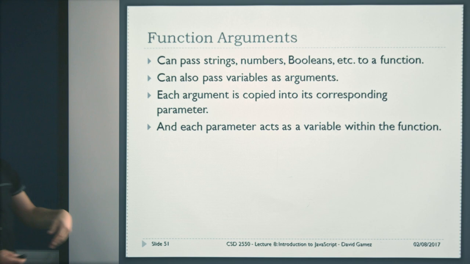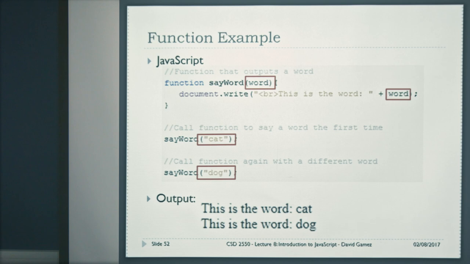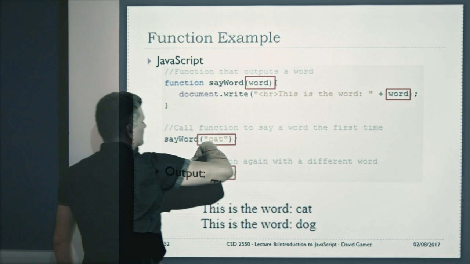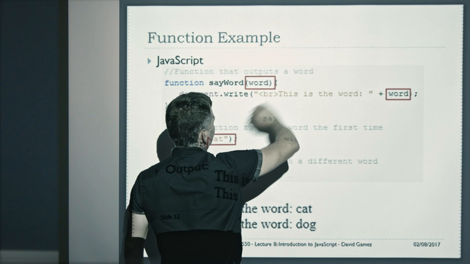Each argument that's passed to the function is copied into a parameter with the name of that argument. And each of these parameters acts as a variable within the function. So let's try and make this a bit more clear. In this case, we're passing a string to the function. So this string is copied into here. So the variable word now contains cat. And word now becomes a variable within the scope of this function here. So we can use word here, and we can just output it like that.